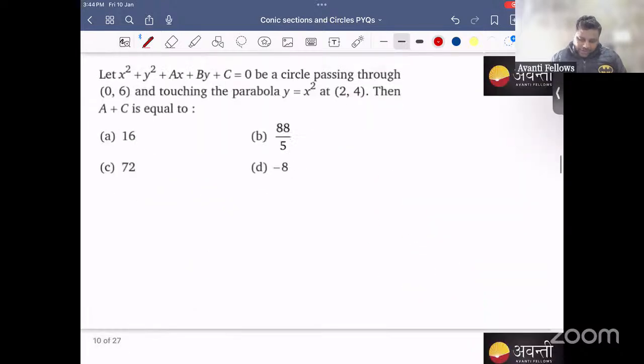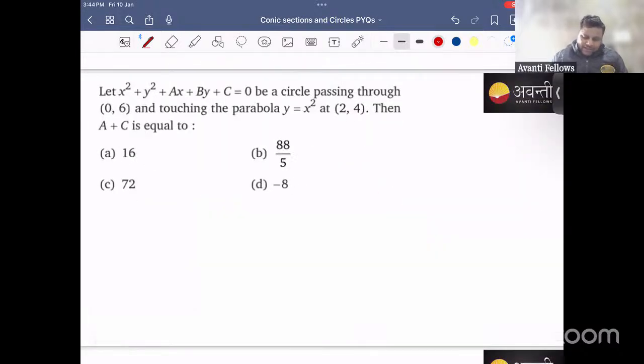Now, try this one. Let a circle pass through (0, 6) and touch this parabola at (2, 4). Then they're asking for a plus c. Take 2 minutes, give it a try. This time I will run a poll also. So if you got the correct answer, mark your answer in this poll section.